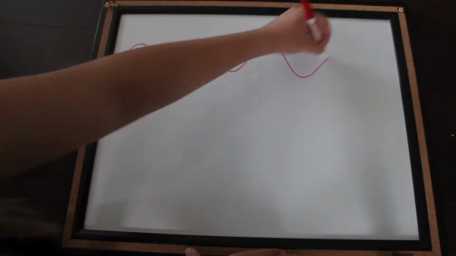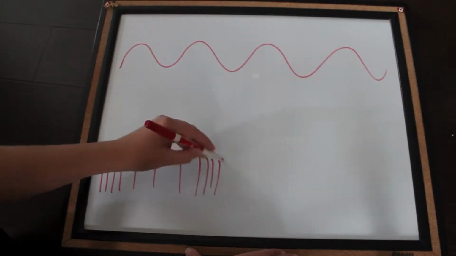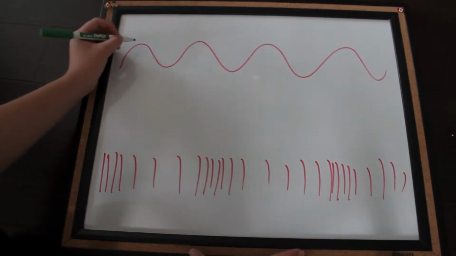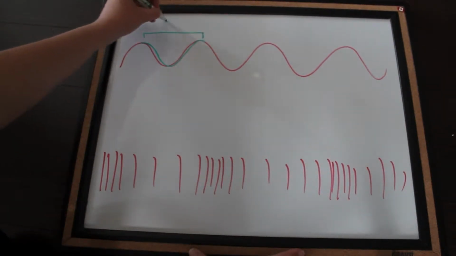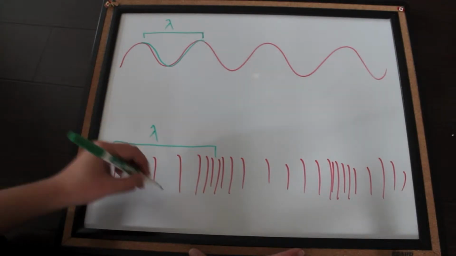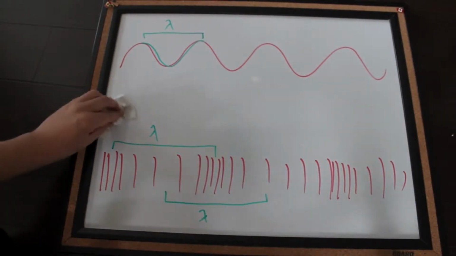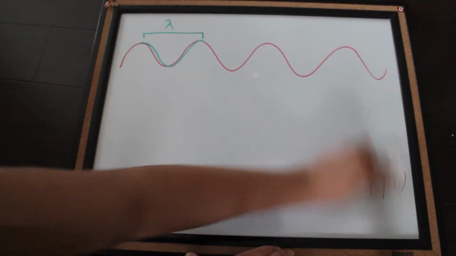So, what are the wavelengths of a transverse and a longitudinal wave? Well, for transverse waves, the wavelength is from trough to trough, crest to crest, or from the middle to the middle. And for longitudinal waves, it's from where it's compressed to another spot where it's compressed, or where it's spread out to another spread out spot.